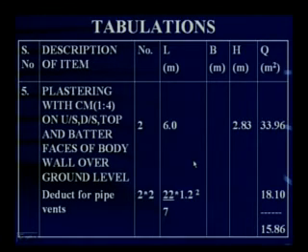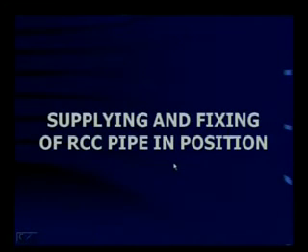Now the next item would be to fix the pipe in position. So this is an item where the RCC pipe of a required length has to be supplied and fixed in position. That is the next item. For this you need to calculate the length. I am sure that you remember that we have already calculated the length of the pipe in the earlier items, right? We directly tabulate that.